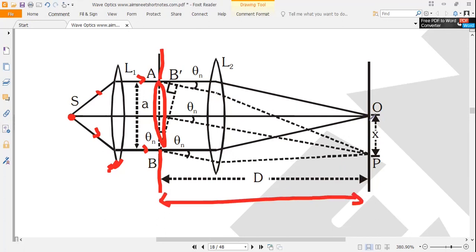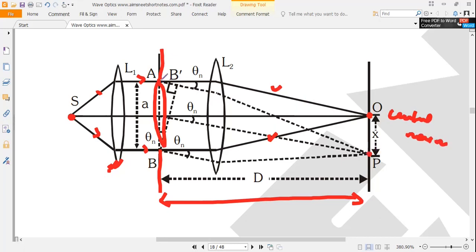Okay, now what happens? This is the central maxima. Two rays are coming, and there is no path difference between these two waves, right? Of equal length from point A and point B, they're meeting here, no phase difference, no path difference. So they're making a central maxima. This is your central maxima. Clear?